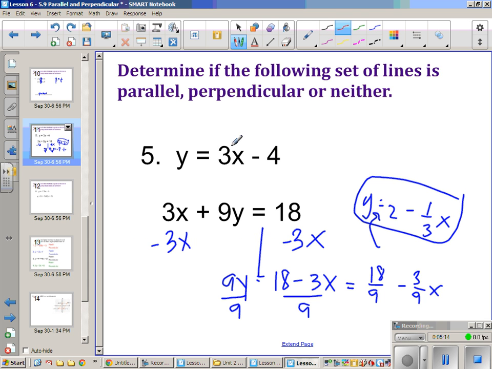So now when I compare the slopes, one slope is 3, the other is negative 1/3. 3 over 1's opposite reciprocal is 1/3, and one's positive, one's negative. So these two are perpendicular.